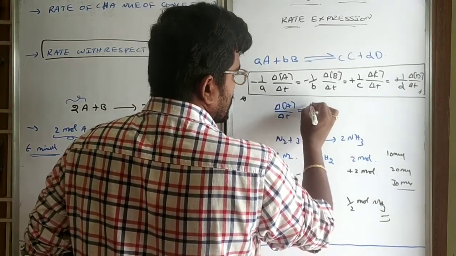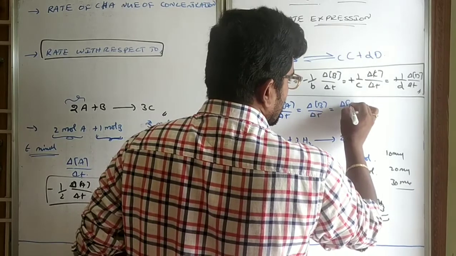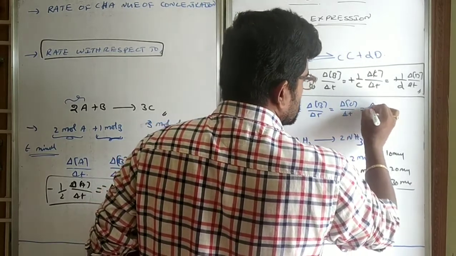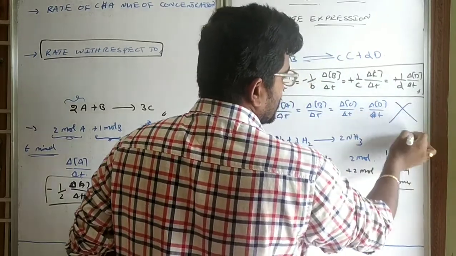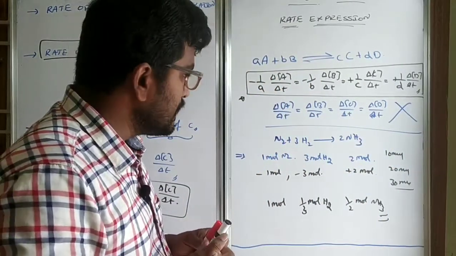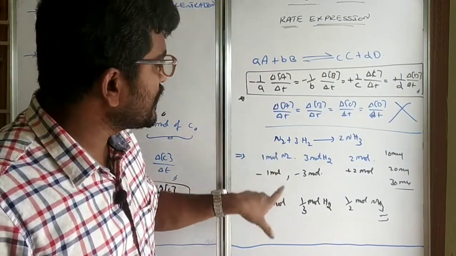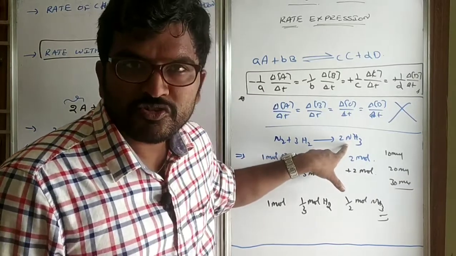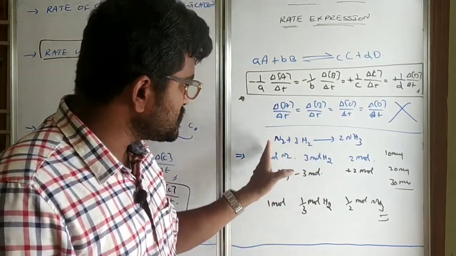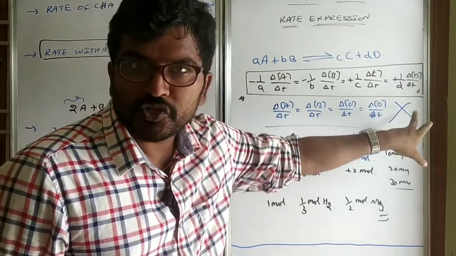But if you write like this, delta A by delta T equals delta B by delta T equals delta C by delta T equals delta D by delta T, is it correct or wrong? It is wrong. Why? Here you see, change in concentration of nitrogen is 1 mole, change in concentration of hydrogen is 3 moles, change in concentration of ammonia is 2 moles. So that's why this is 1 mole, this is 3 moles, this is 2 moles. If you write like this, that is not correct.